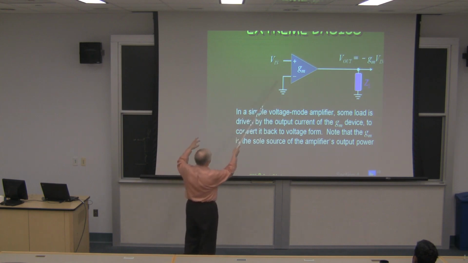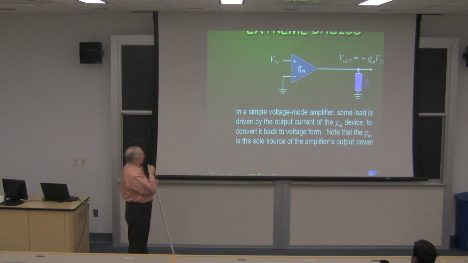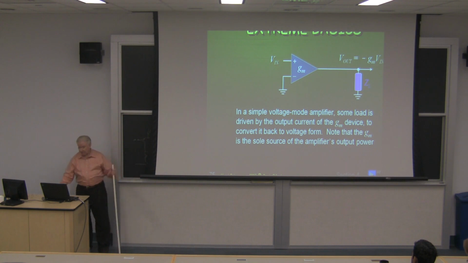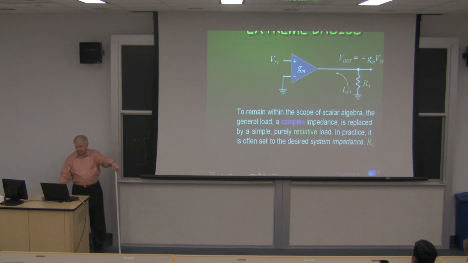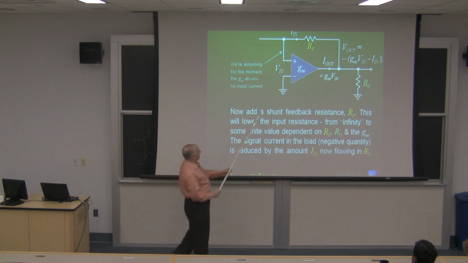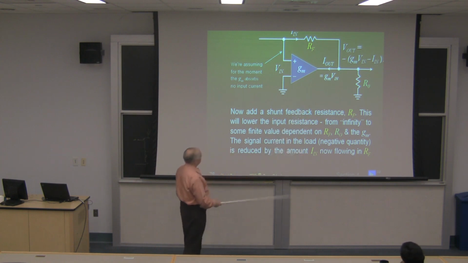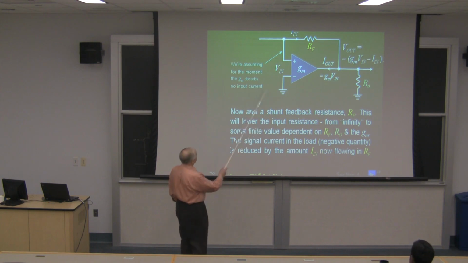But of course, the GM by itself is only using the voltage of the source. So that's not going to lead to a low noise amplifier. We want to use the current in the source as well. But for the moment, let's replace the complex impedance by a purely resistive load. It makes life easy. And now add that feedback resistance. It's doing the same thing as before, except that the amplifier now is made by the GM working against its load resistance, or actually against the shunt feedback resistor.